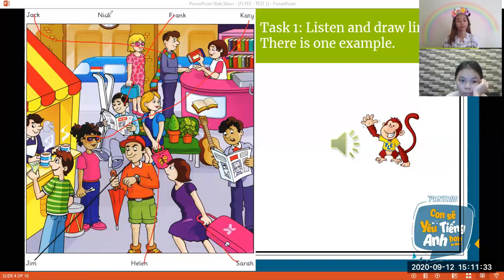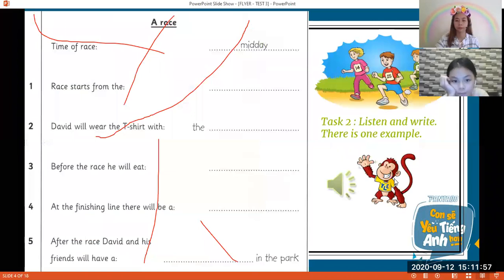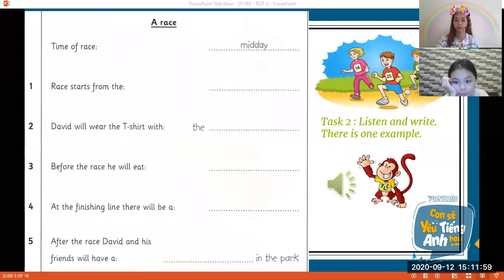Okay. You still have an answer? All right. So let's go now to the next page. Okay. Yeah. Can you see task 2? Can you see task 2? Yes.